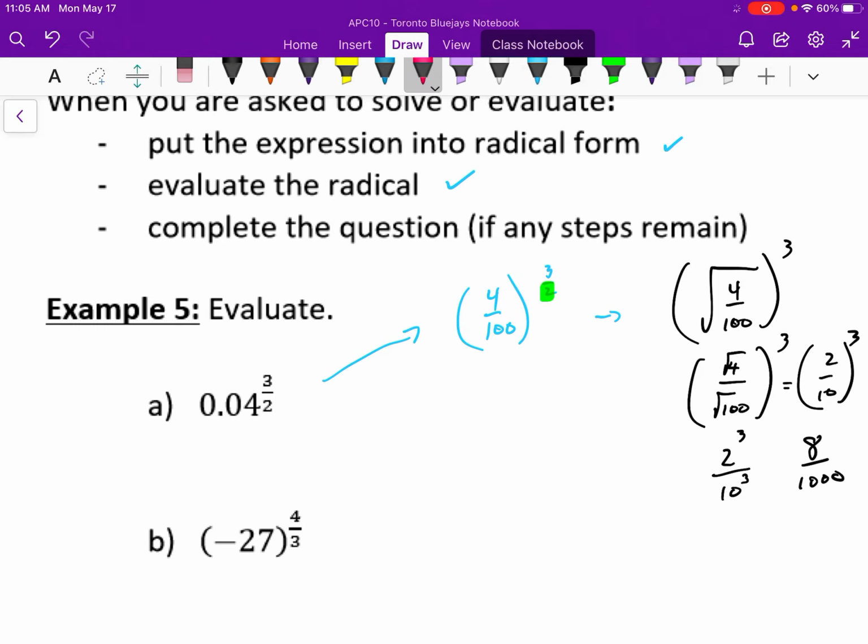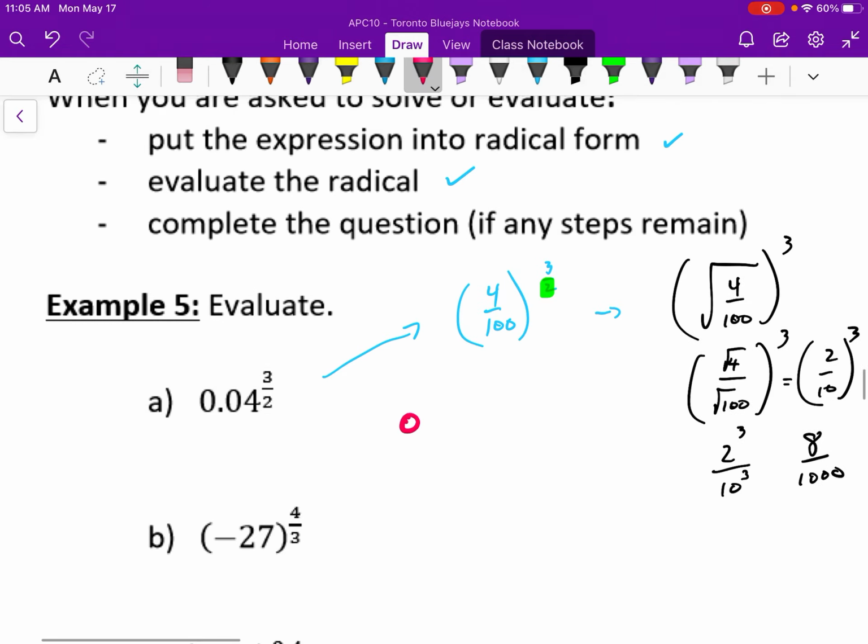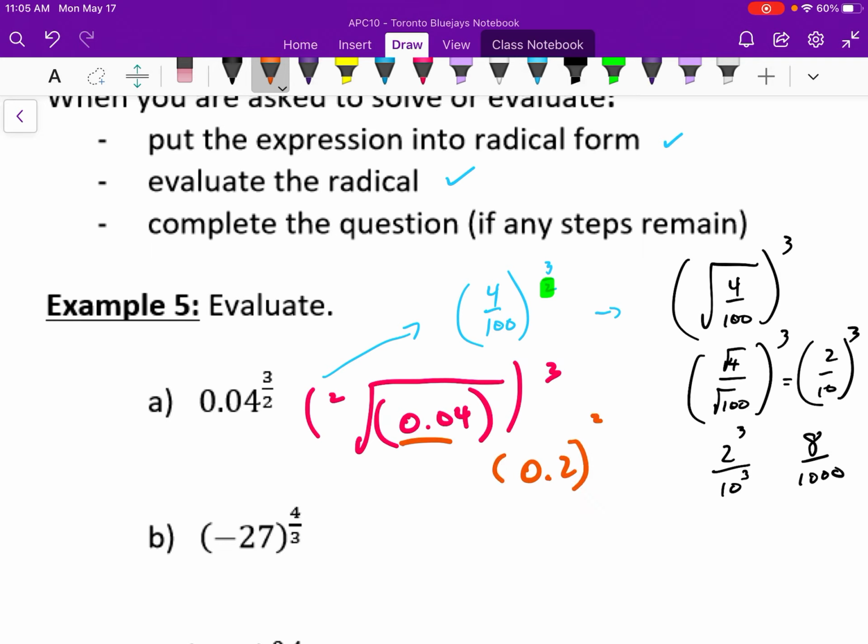Now, if you want, I don't have to change it to a fraction. I could have left it as a decimal, except I better know my decimals really well. What two numbers multiply together to give you 0.04? That is 0.2. 0.2 cubed, well, that is going to be yielding 8 and then 3 decimal places. Right? It's kind of a tough question.